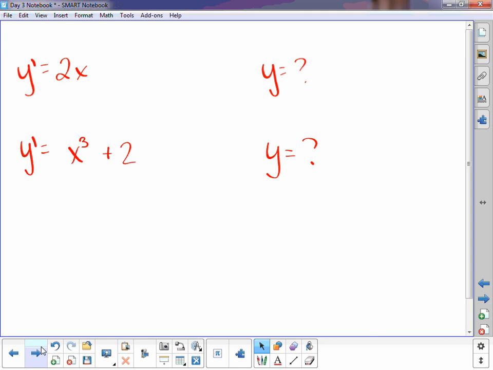Alright, raise your hand if you think you know the first one. Raise your hand if you think you know the second one. Alright, let's see how we did. So again, we're trying to find the function that will yield this derivative. What do we get for our first function? Stephen? It's x squared plus c. What is that c? A constant? What constant do you want? Any constant? So raise your hand if you had just y equals x squared. Raise your hand if you had y equals x squared plus some number.